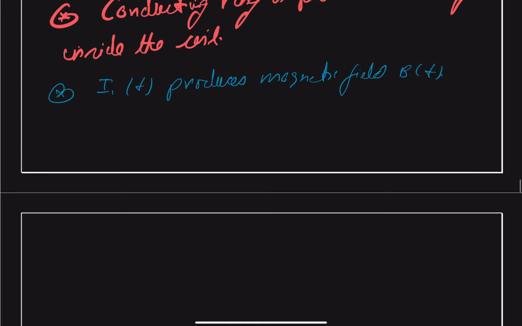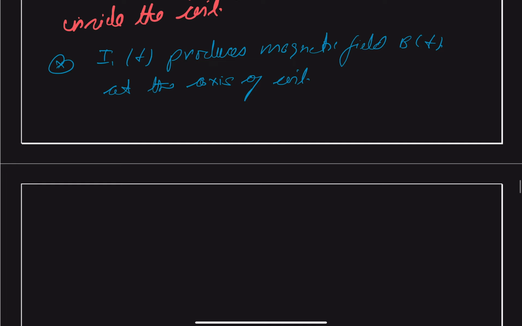Axis of coil. And because of this magnetic field B of t, since it is also dependent upon t, meaning it changes with time, it is going to induce an EMF in the ring, and this EMF in the ring will generate a current that is I2 in the ring. That will obviously be in the opposite direction, so that it opposes the change of B of t.